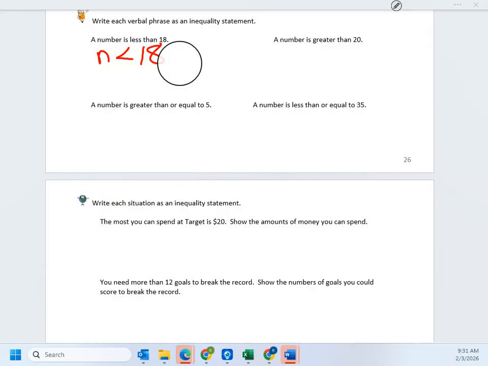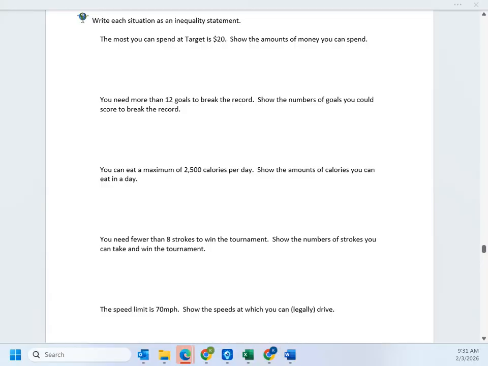I want to give us some practice with our word problems. This is where we're going to see some of those different verbal phrases. We need to figure out what it's telling us. So the most you can spend at Target is $20. Oh, I actually used that as an example. So who was paying attention? Show the amounts of money you can spend. What would our inequality statement look like? So think back on our table. Which one did I use this as an example for?